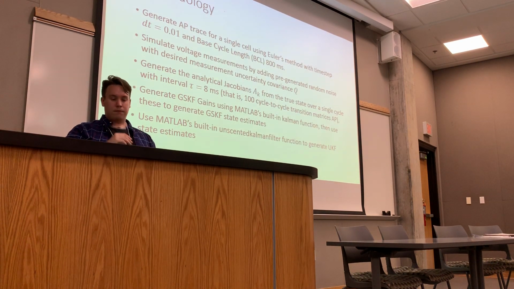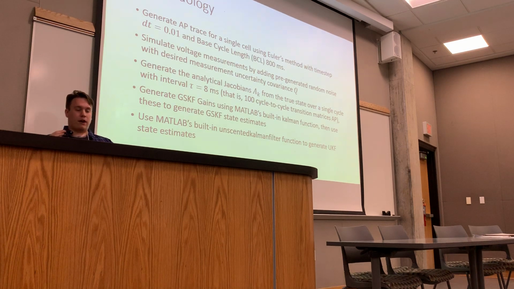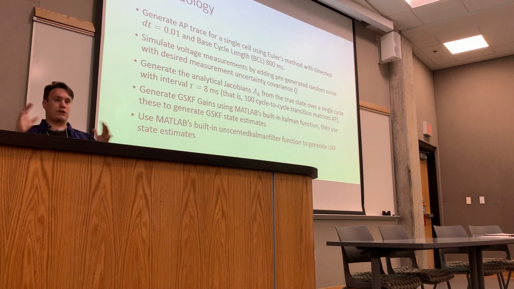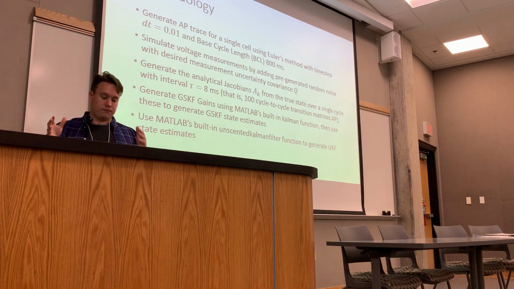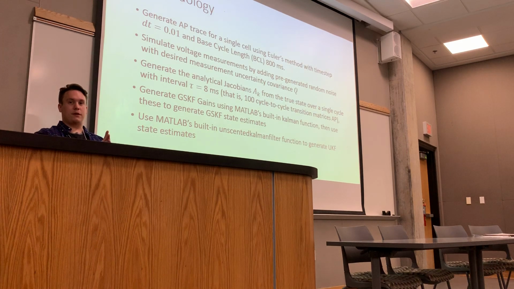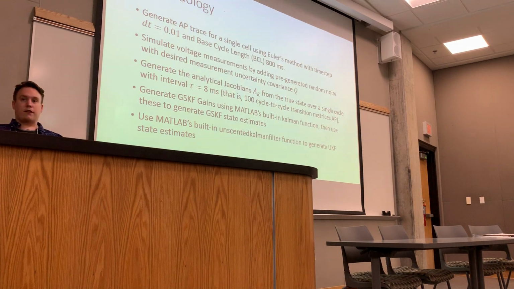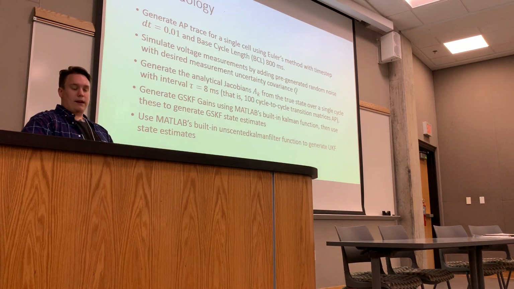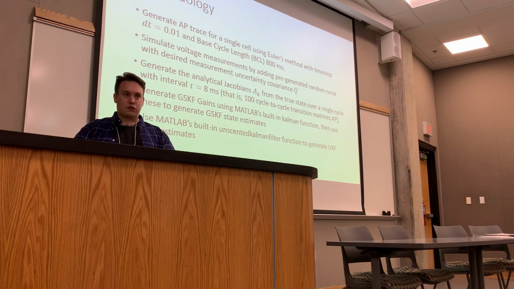we just produced. Then we're going to generate our analytical Jacobians, as we described earlier, from the actual state of a single cycle. So just going from the first cycle to the second cycle, we're just going to use that and assume it's the same from the second to the third, and the third to the fourth, and the fourth to the fifth. Not generally true, but we're making an assumption. Should be close.